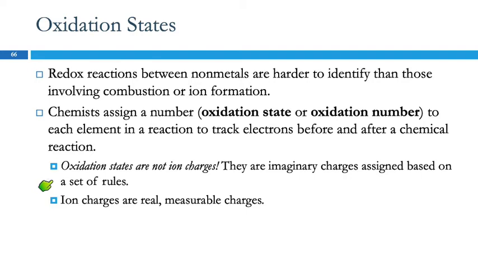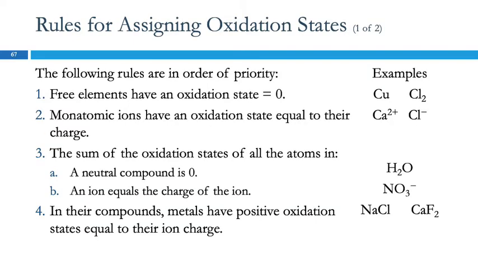So it's important to remember that oxidation states are not ion charges. They are imaginary charges, whereas ion charges are real, measurable charges. And the reason I'm telling you this is because the oxidation state and the charge that an element takes when it becomes an ion is often the same. And so it can be really easy to mix them up, but oxidation states are just imaginary. So we have a set of rules, and again, the rules make it look much harder than it is.